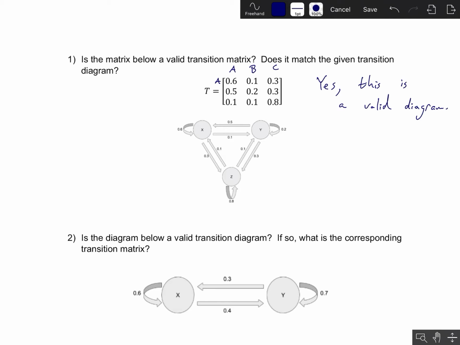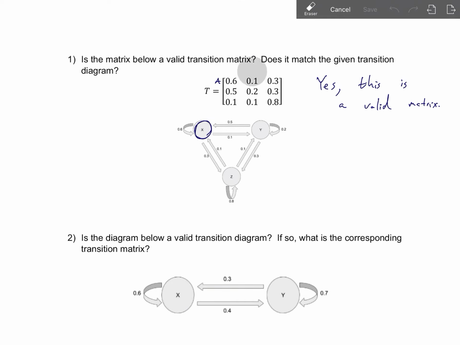And then the second thing is, does it match the given transition diagram? Or sorry, I should say this is a valid matrix. And now we want to know whether this matches the diagram down below. And to check that, all that we need to do is check whether each of these rows matches. I labeled the rows incorrectly, I was just making up state names, but in the diagram they're given to us, we know that the 3 states are called X, Y, and Z. And when we get to the word problems, I'll tell you what some possibilities are for these different states. But for now, we're just going to label them with single letters.